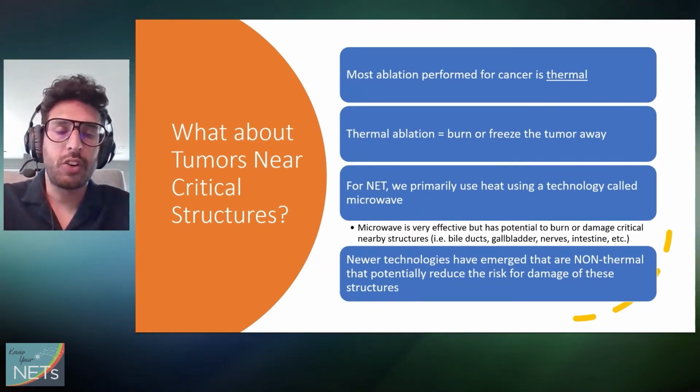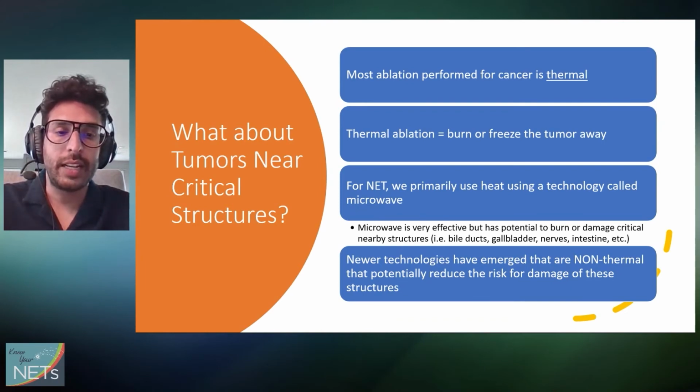What about tumors that are near critical structures? So as I talked about, most ablation that we're doing for cancer is thermal. We're either burning it, we're freezing it. And as I mentioned for NET, we're primarily burning tumors using a technology called microwave. And microwave is very effective, but it has a potential to burn or damage critical structures like bile ducts, gallbladder, nerves, intestines. So there's a lot of critical things in the liver that we don't want to burn.